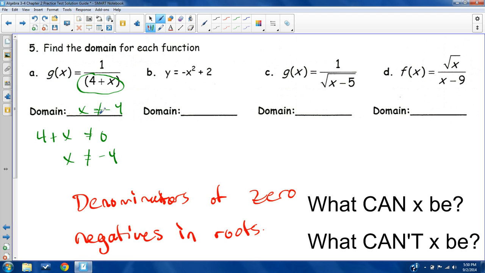So when we ask about what can or can't x be, x cannot be negative 4. x can be any number but negative 4. If I have negative 5, that's fine. I can have a negative in the denominator, but I can't have negative 4 because that'll make my denominator 0. And that is a problem. We're not looking for 0 denominators.